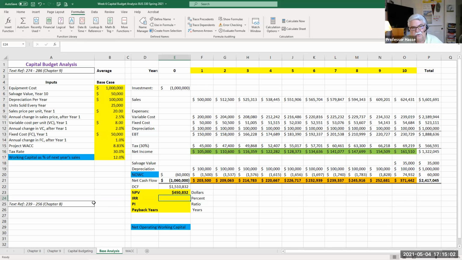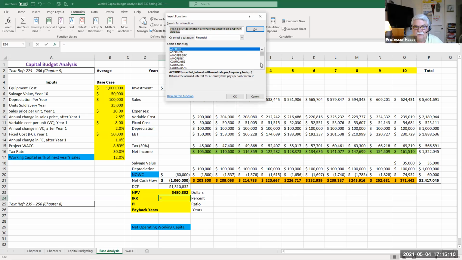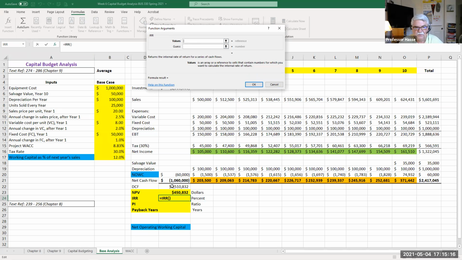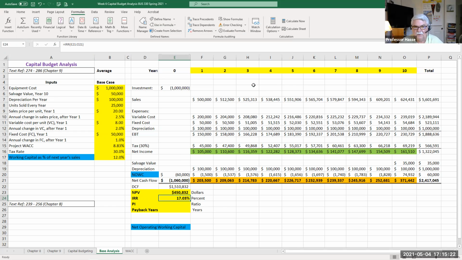Our internal rate of return, which is our return analysis in a percent, is equal to formula, function, financial, internal rate of return, IRR. And here all we do is put in values year 0 through year 10, and we get our internal rate of return of 17.03%.